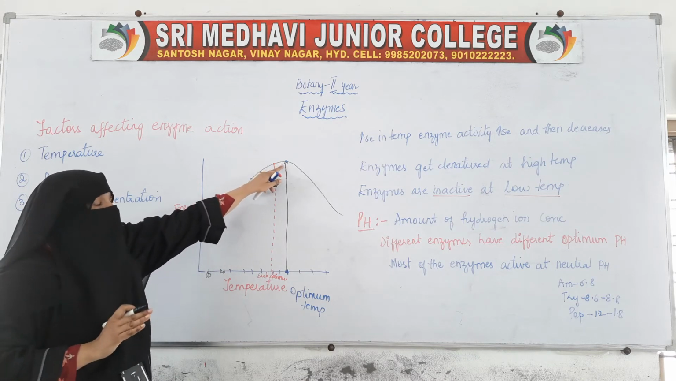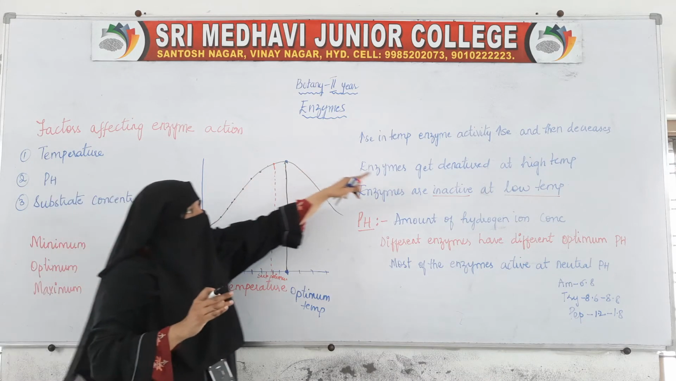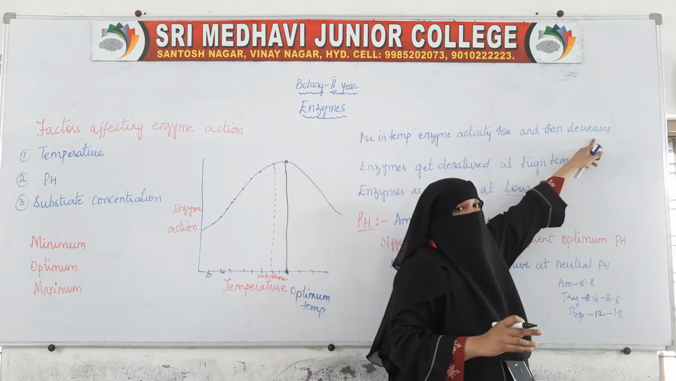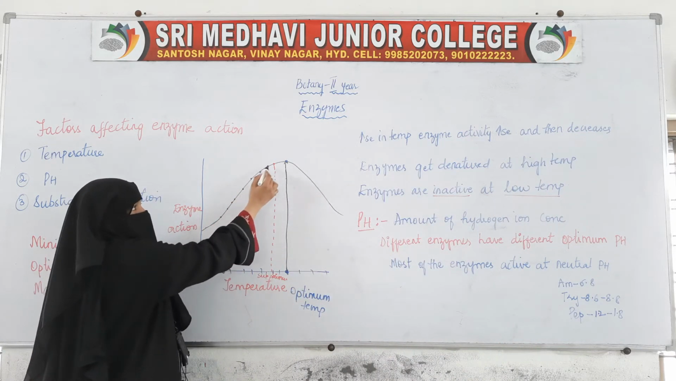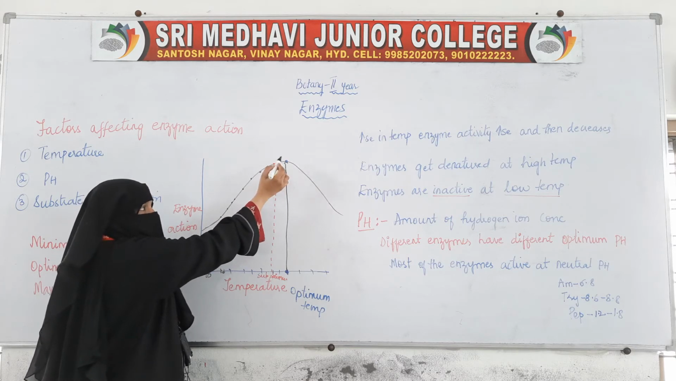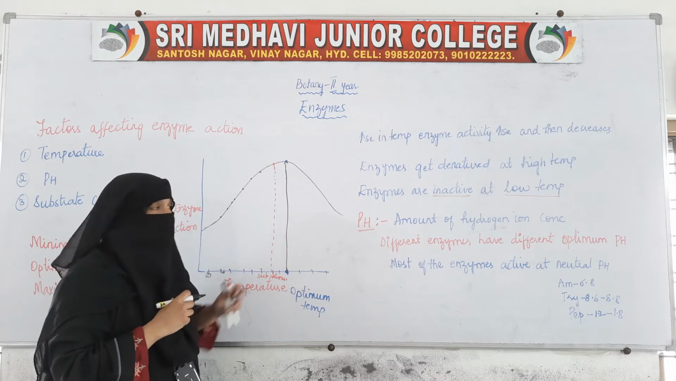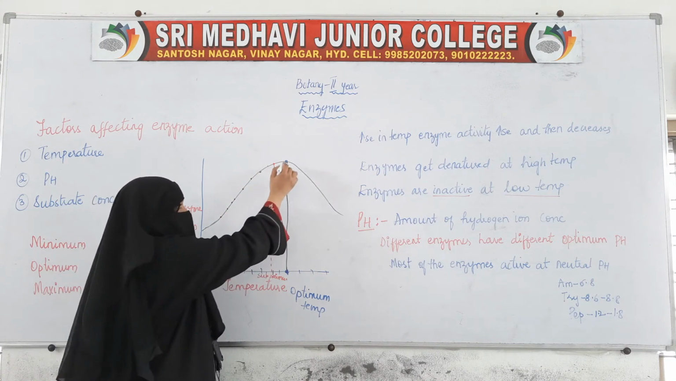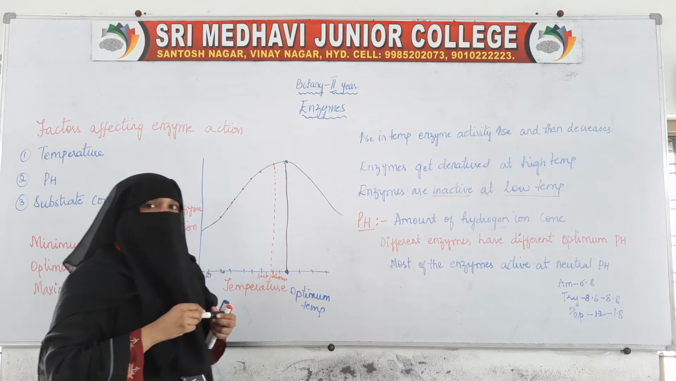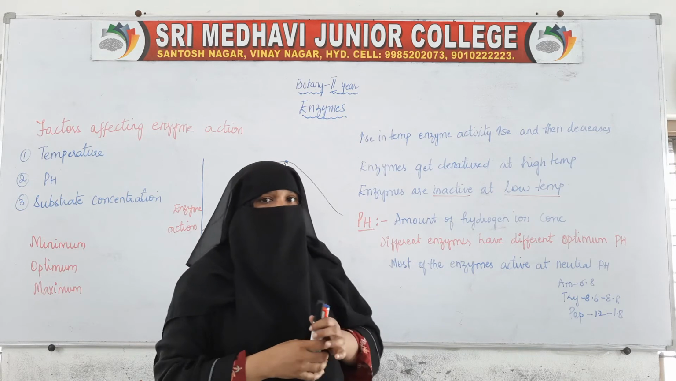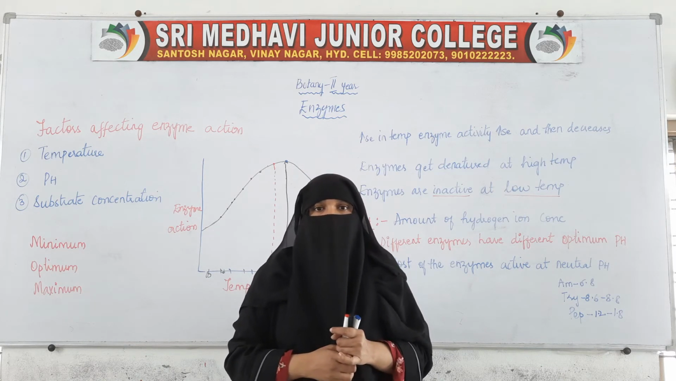But after increasing for a certain temperature, then again it starts decreasing. The enzymatic activity starts decreasing. So with the increase in temperature, the enzymatic activity was increasing. Now with further increase in temperature after a point, after the max, that is the optimum point, it will decrease. So this is how the temperature will be affecting the enzymatic action. It is one of the factors which affects the enzymatic action.